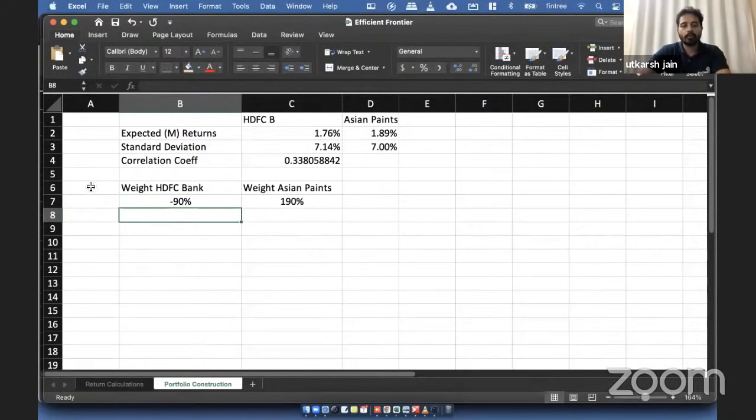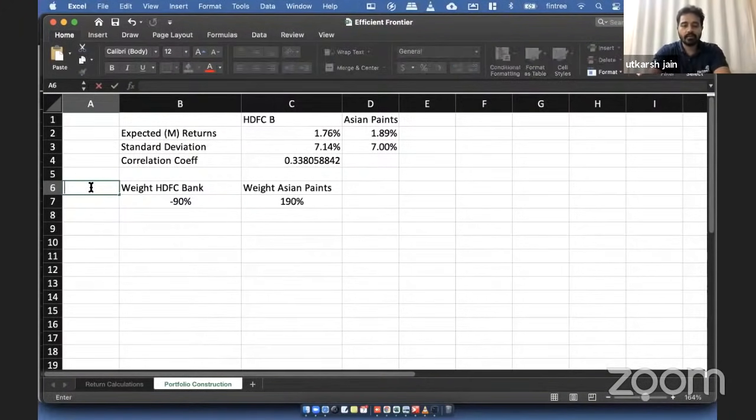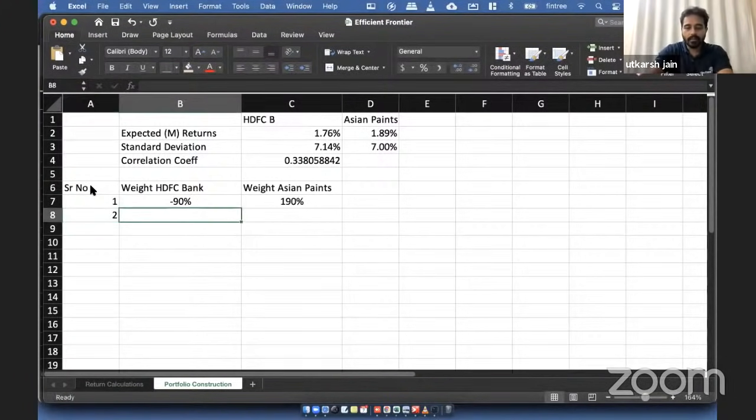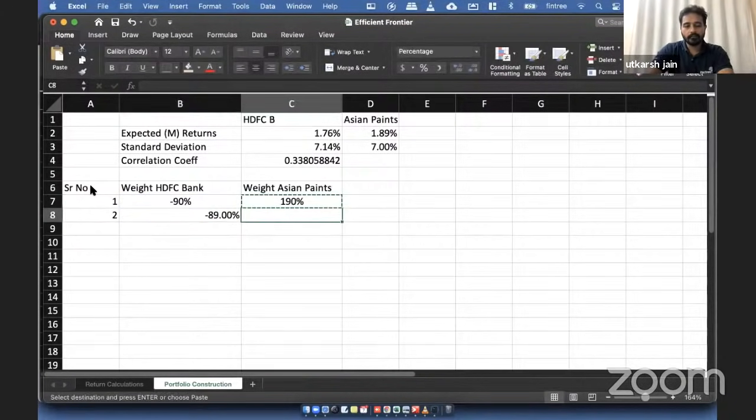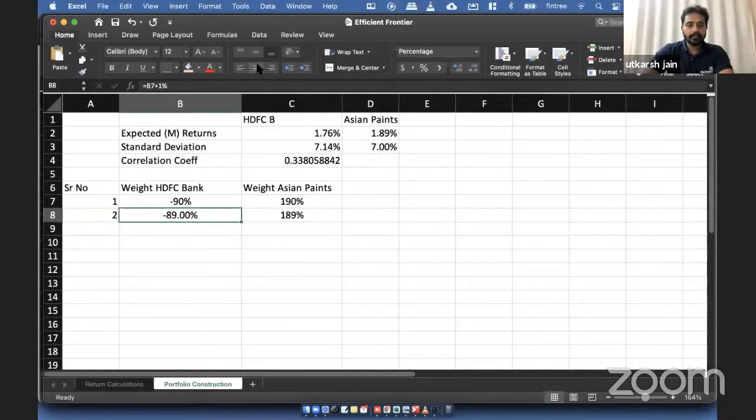So this is my one portfolio. Okay, so we'll give it some sort of a serial number, just to reference it. So this is the first portfolio. What could be a second portfolio? Let's keep an interval of 1%. So an interval of 1% means I will do a positive 1 here. Okay, so this will become 190. This will be negative 89. This would be 189. Getting it?